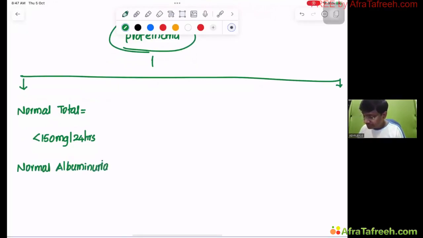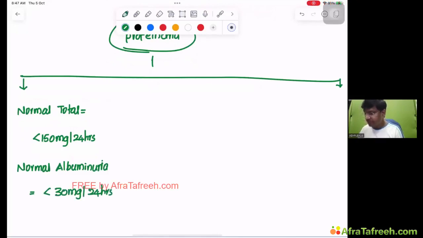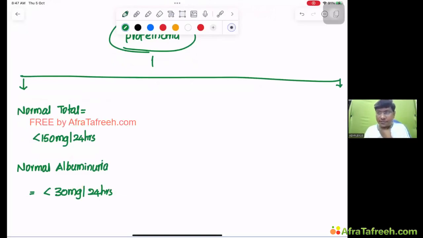Normal albuminuria is less than 30 milligrams per 24 hours. Now, what has happened with this is the patient has to collect the urine sample for nearly around 24 hours. So there can be mismatch. Sometimes there might be under collection, sometimes over collection, sometimes the sample gets contaminated for any reason. So there is a very high chance that there can be an error when you are collecting the 24-hour sample.